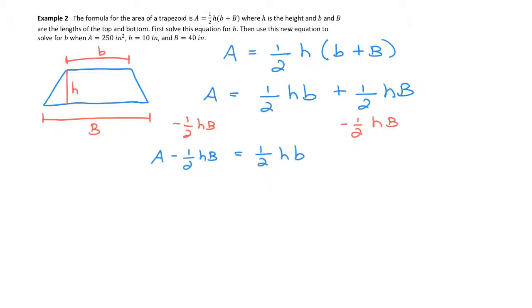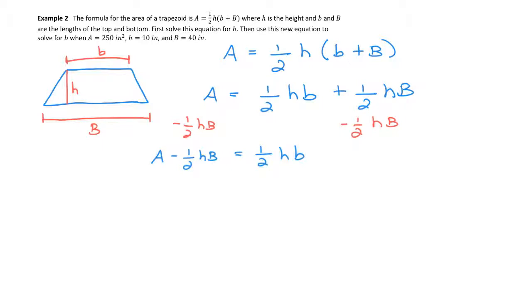Okay, now our goal is to get lowercase b by itself, which is right here, but there's this 1/2 and there's also an h. To get rid of the 1/2, I'm going to double both sides. I'm going to multiply both sides by 2. 2 times this whole side will change this 1/2 into a 1, and then it will appear over here on the left. So let me write that out.